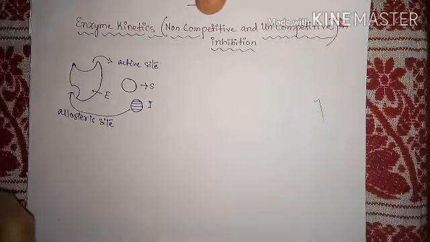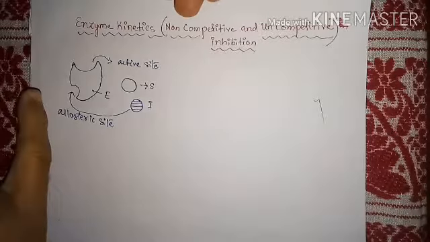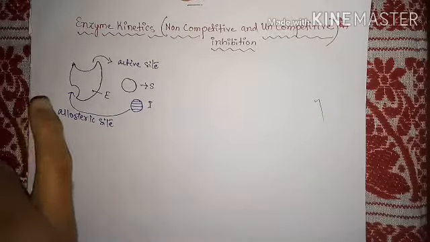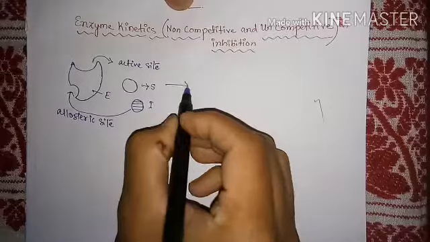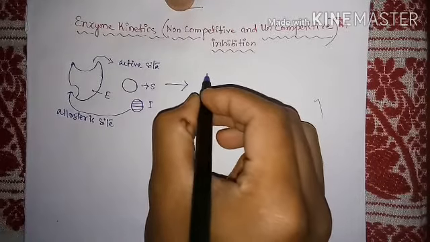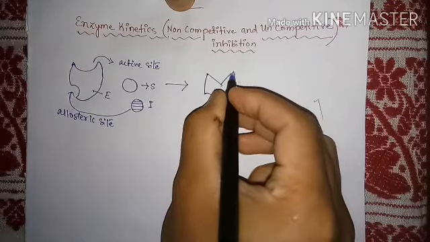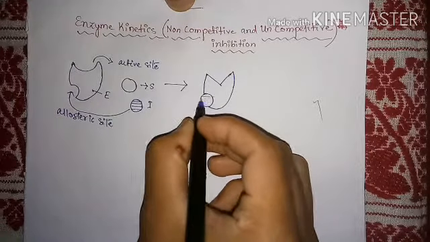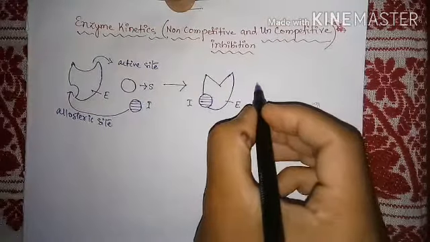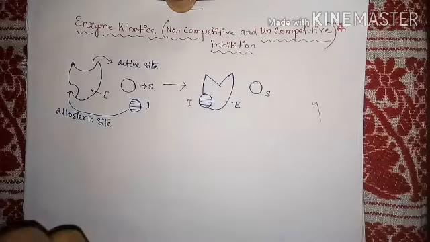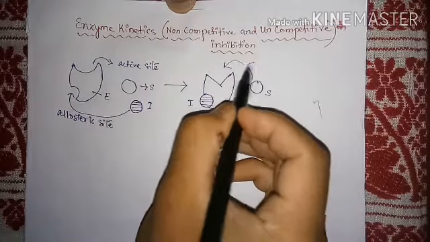So what happens, the inhibitor is going to bind in the side of the enzyme which is not the active site. It means the other side of the enzyme, which is known as the allosteric site. If it binds in that site, then we are going to see that there is a change in conformation of the enzyme. Suppose here the inhibitor has bound in the allosteric site, then this substrate will be unable to bind in this active site. It will not be able to bind in the active site.